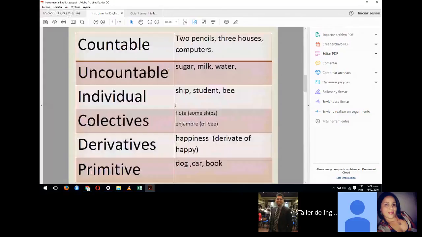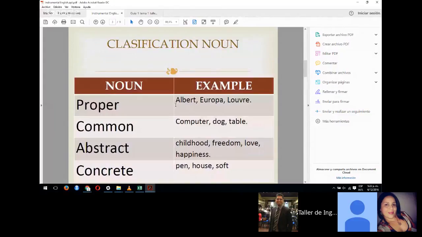A noun is abstract when you cannot touch it, you cannot smell it, you cannot feel it. For example, childhood, freedom, love, happiness. You can't touch that. It's intangible. A noun is concrete when you can touch it, for example, pen, house, sofa, table, whatever you can touch, okay?